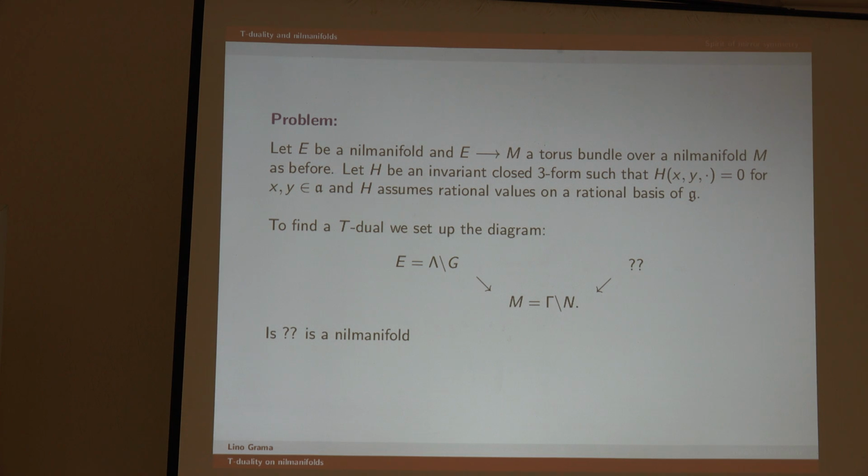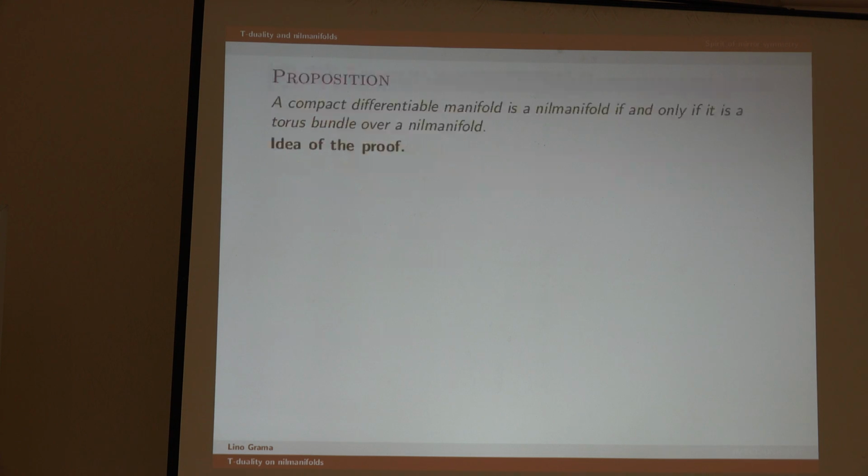Okay. We can prove this is a nilmanifold, and we can produce explicitly the H check on the other side. Let me just give a brief sketch of the proof. This is a very well-known proposition: a compact manifold is a nilmanifold if and only if it is a torus bundle over a nilmanifold. This appears implicitly in some papers from Salamon, building it as a sequence of fibrations of the torus over the torus. Okay, but I skip the proof.